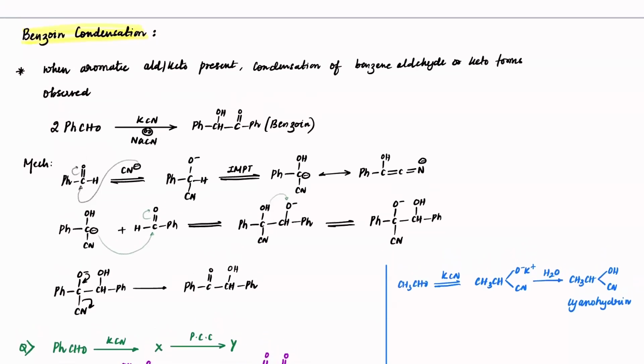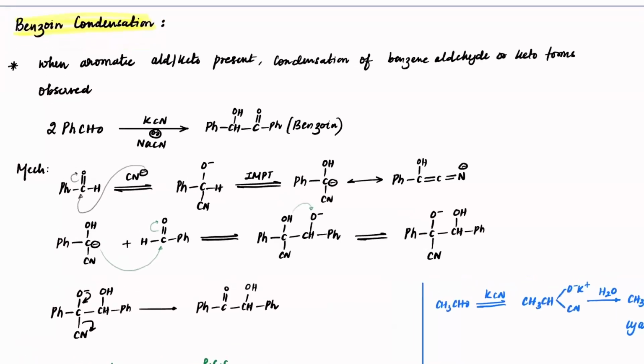Right, check this out. Benzoin condensation. Benzoin condensation is when an aromatic aldehyde or ketone is present where condensation is taking place for benzene-based aldehydes and ketones. For example, if I take 2 moles of benzaldehyde and react with CN minus or NaCN, you would get this product known as benzoin.